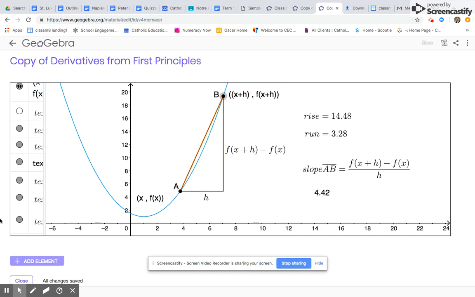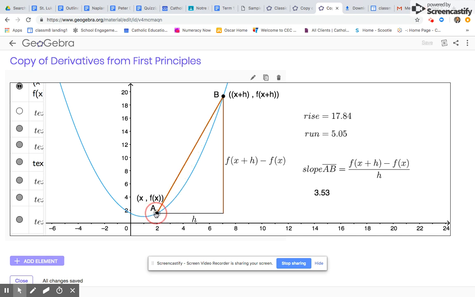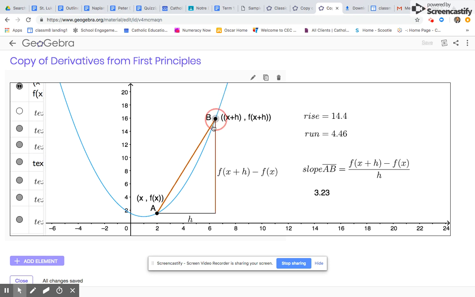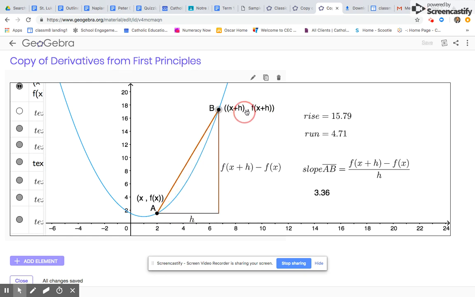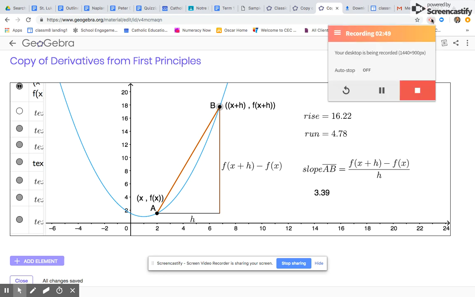So hopefully, I'm not sure if we can move the A. We can move the A as well there. We can take the A down to 2. And again, that would give us a very good estimate of the slope of the tangent at x equals 2. And that's what we're looking at. And that's why we look at the limit of this function here as h tends towards 0. Hopefully that has explained some of the stuff.